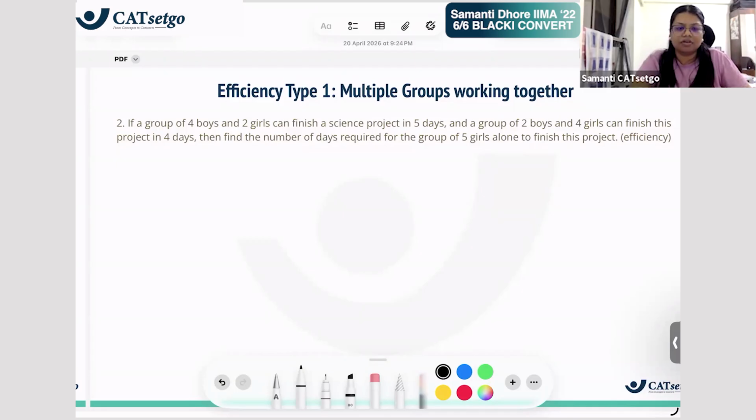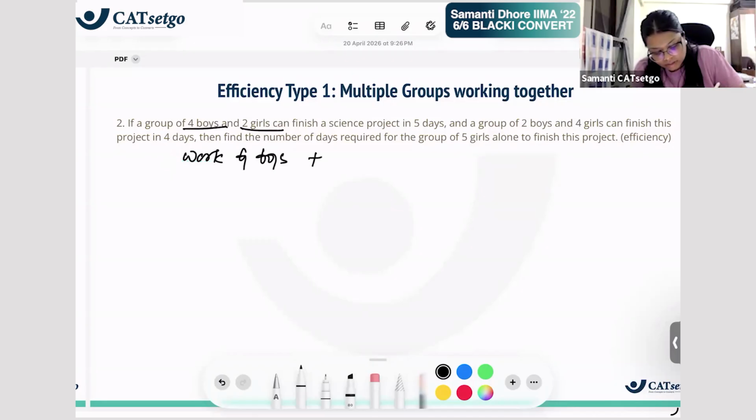Very good, very good. Let's do it together now. If a group of 4 boys and 2 girls can finish a project in 5 days. By the way, we can use this formula now: work by boys plus work by girls equals total work, right?